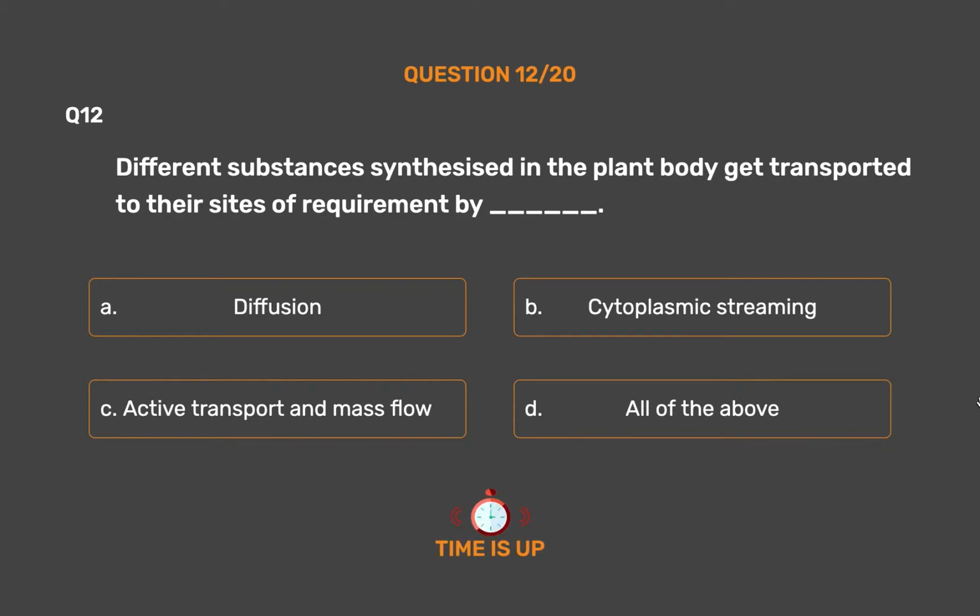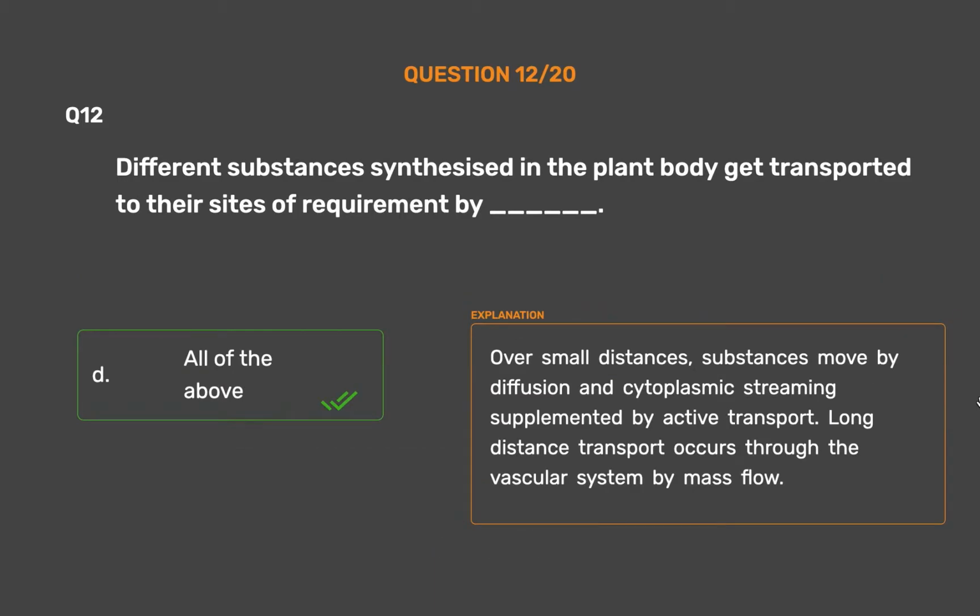The correct answer is option D. All of the above. Over small distances, substances move by diffusion and cytoplasmic streaming supplemented by active transport. Long-distance transport occurs through the vascular system by mass flow.